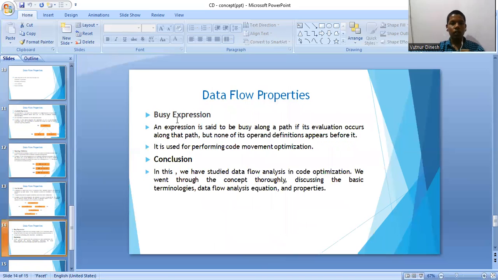Busy expression. An expression is said to be busy along a path if its evaluation occurs along that path, but none of its operand definitions appears before it. It is used for performing code movement optimization.